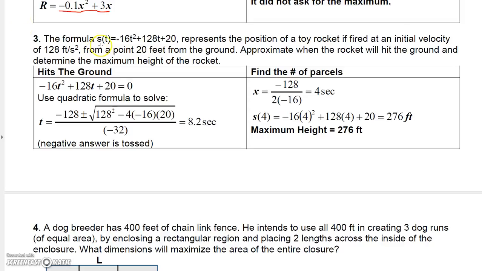I'm going to just buzz through this one kind of quickly. Again, you can pause the video and read it, then restart it. This function represents the height of a rocket at time t. It has two questions: when will it hit the ground, and then determine the maximum height.